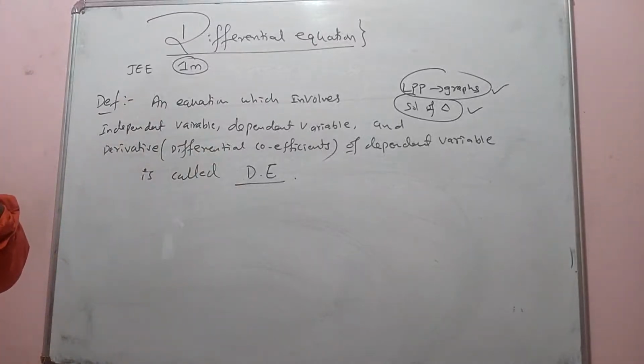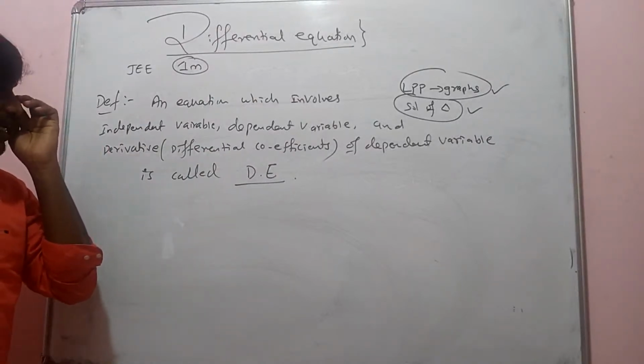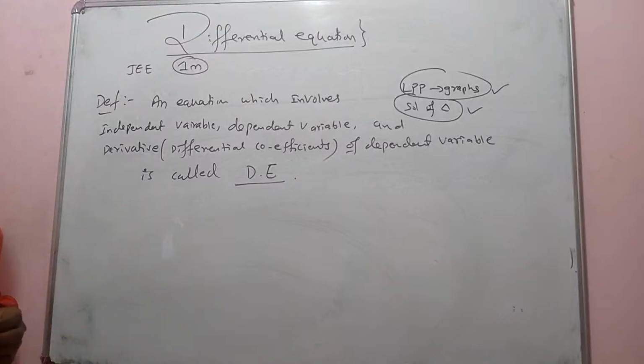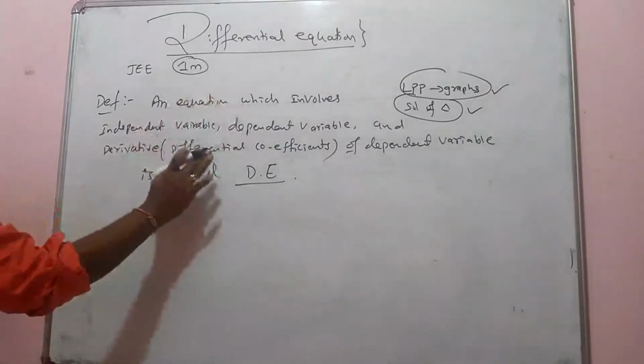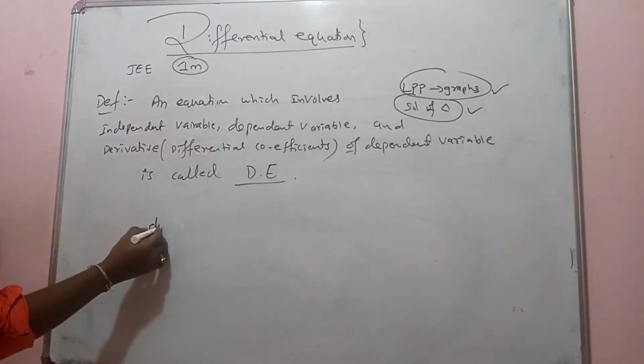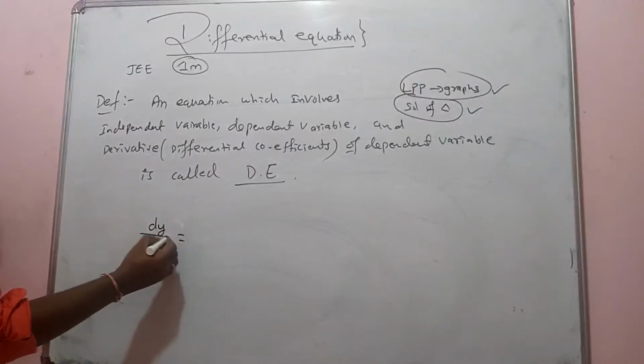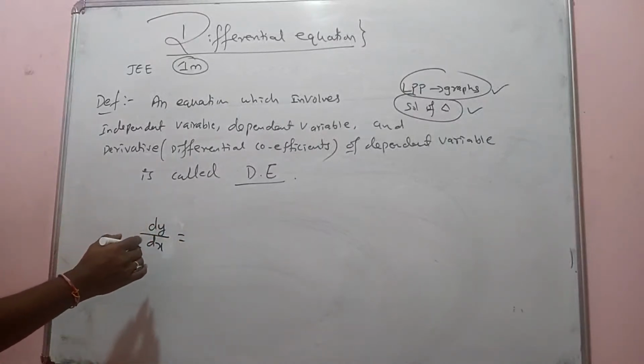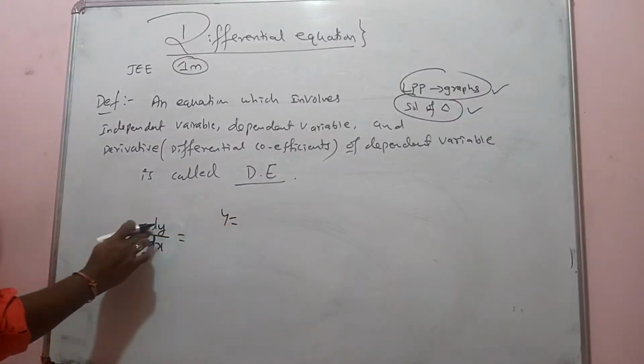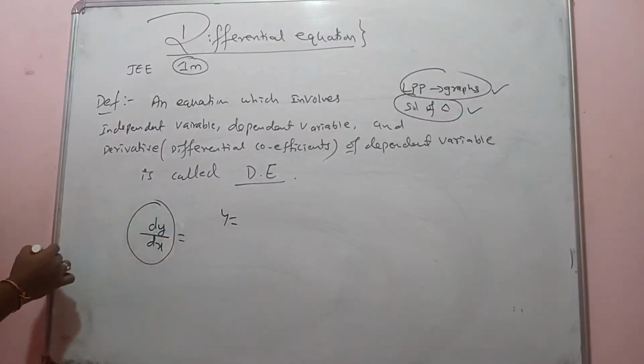The definition: a differential equation is an equation which involves dependent variables, independent variables, and derivatives, that is, the differential coefficients of the dependent variables. What is the meaning of this? I'll explain before the examples. dy by dx: what is dy by dx?